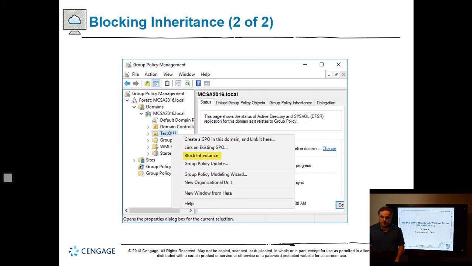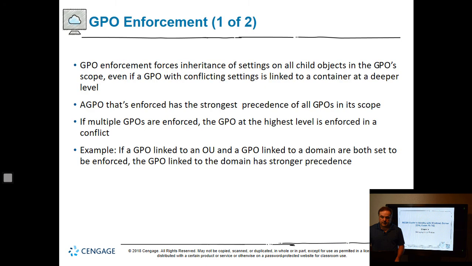And this is exactly what it looks like. You can see that you can right-click on the OU and block the inheritance. And that's it. It's only going to apply the group policy objects that are in that OU itself and ignore everything above it.